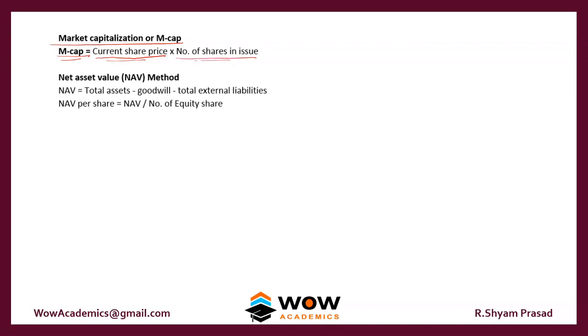So we'll be discussing the net asset value method. Net asset value equals the total assets of the company, the balance sheet total, deduct the goodwill and deduct all total external liabilities. Total external liabilities include both long-term liability as well as current liability, so deduct both. Once you have the net asset value, you can also find the net asset value per share. You take the NAV divided by the number of equity shares, and you will get NAV per share.